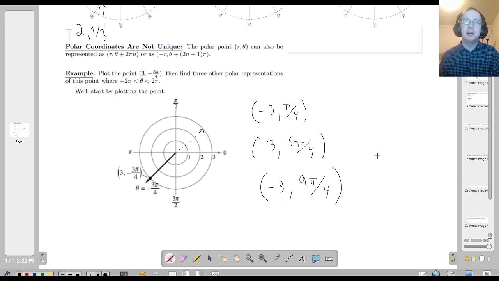Okay, so these are not the only solutions we could have come up with. There's tons of different solutions, right? Whether we added pi like we did, we could have subtracted pi from that guy and come up with other angles. Lots of different ways to describe any one specific point.